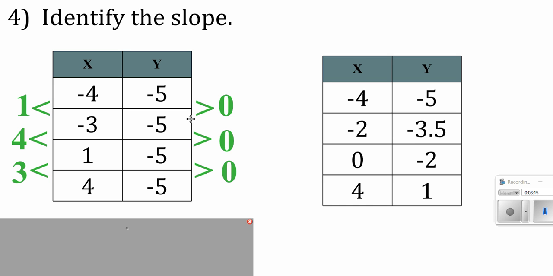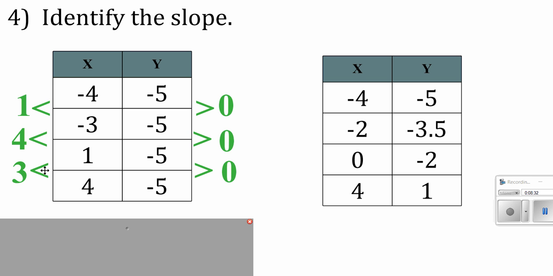Same thing for the outputs. -5 minus -5 is 0. -5 minus -5 is 0. -5 minus -5 is 0. Remember, when you're subtracting a negative, it tells you you're doing the opposite. That would be a positive. That's why we have the zeros.